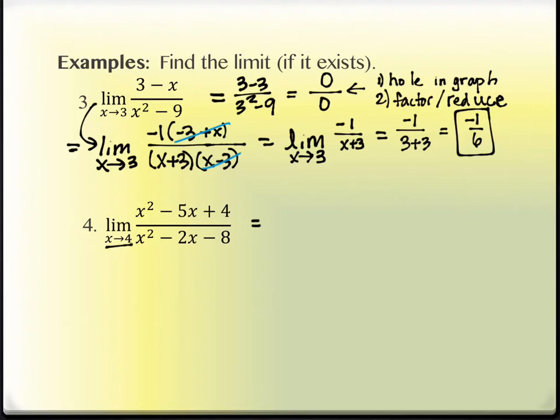So this time my limit is x approaching 4. So I've got 4 squared minus 5 times 4 plus 4 over 4 squared minus 2 times 4 minus 8. So you need to know, what do I get on top, what do I get on bottom? Yep. So it does need factoring, but not just because I saw a polynomial on top and a polynomial on bottom. It needs factoring because I got 0 over 0 when I tried to simply plug the numbers in. Okay?